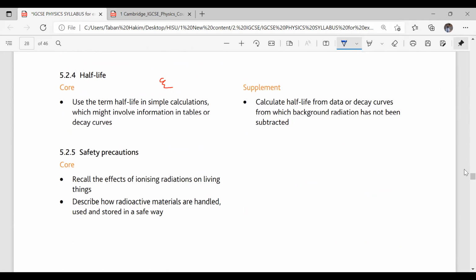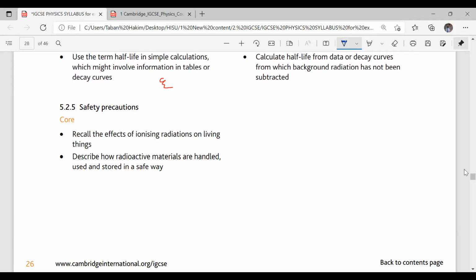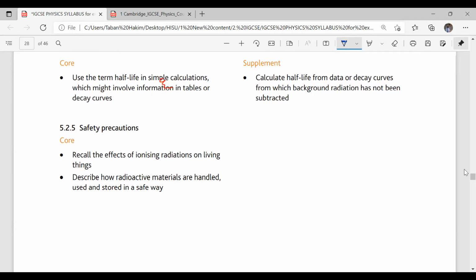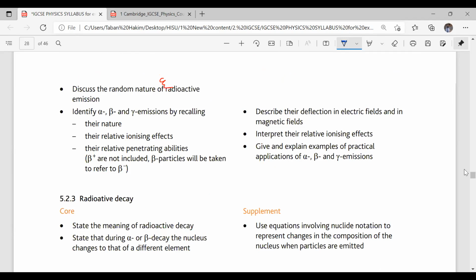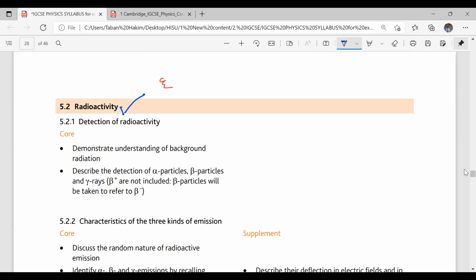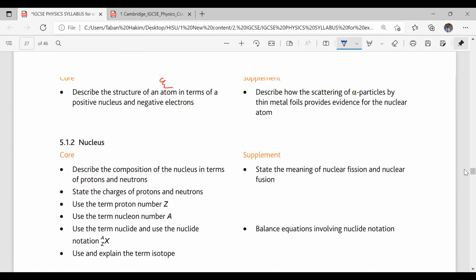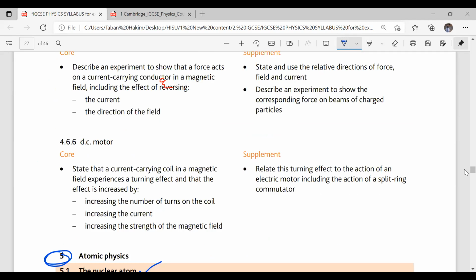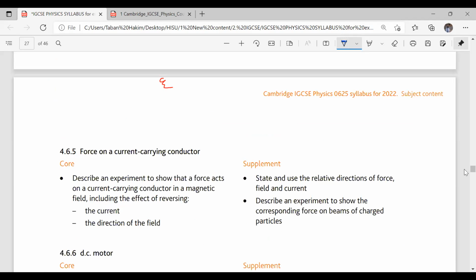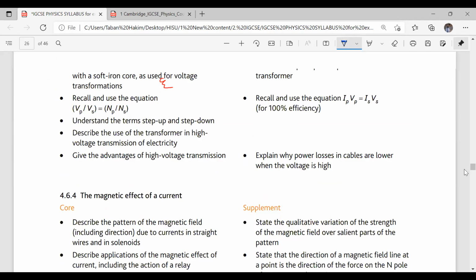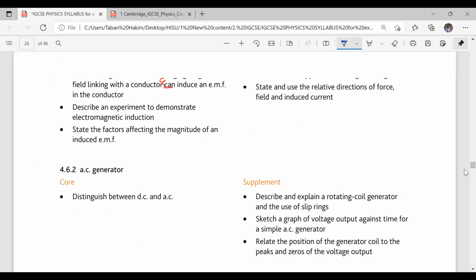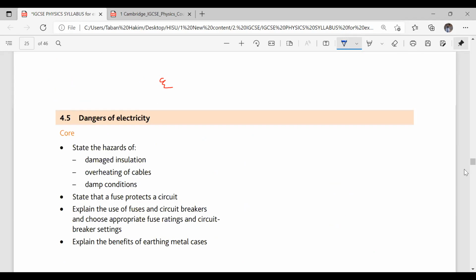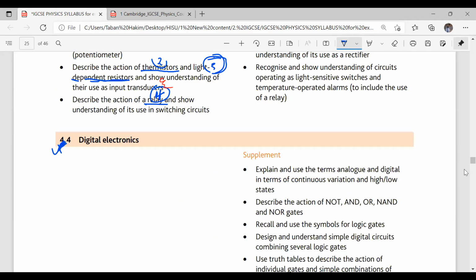So hopefully, by next Monday, we shall be done with block 5. So what we're going to be looking at today is the first part called atomic physics. Now, when you're done with this, we shall go back and pick up from where we left, and that is from digital electronics. We shall look at the digital electronics.